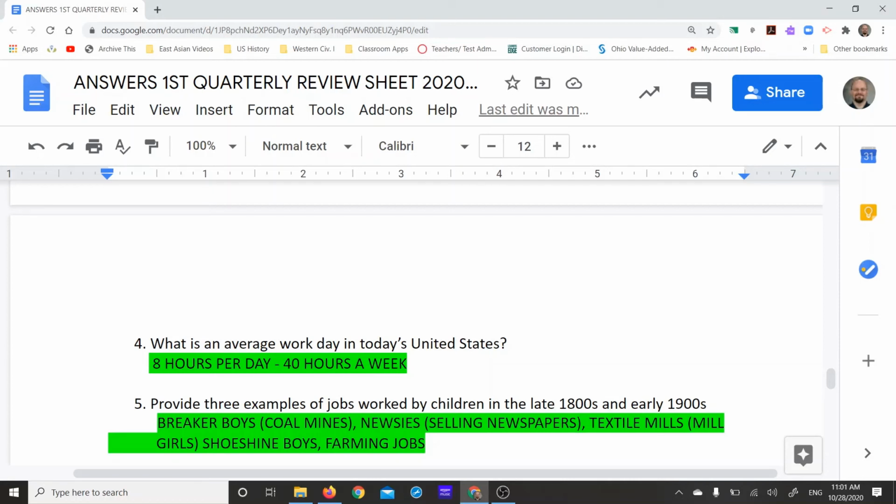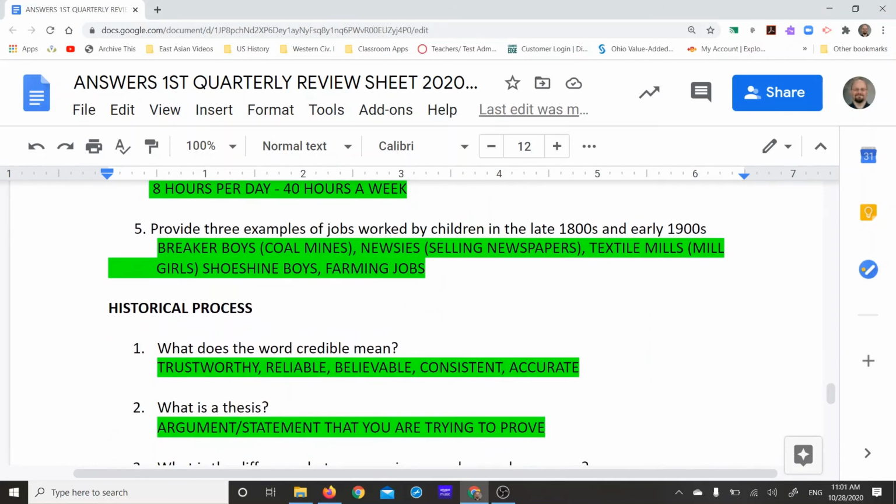Shoe shine boys, very dangerous, similar to the newsies, working in the same place all day, could become a target for criminals. And farming jobs, field hands. Kids have been working in those positions for a very long time, even before the late 1800s, early 1900s, and it's farming, it's naturally dangerous whether you have mechanized or unmechanized machines.